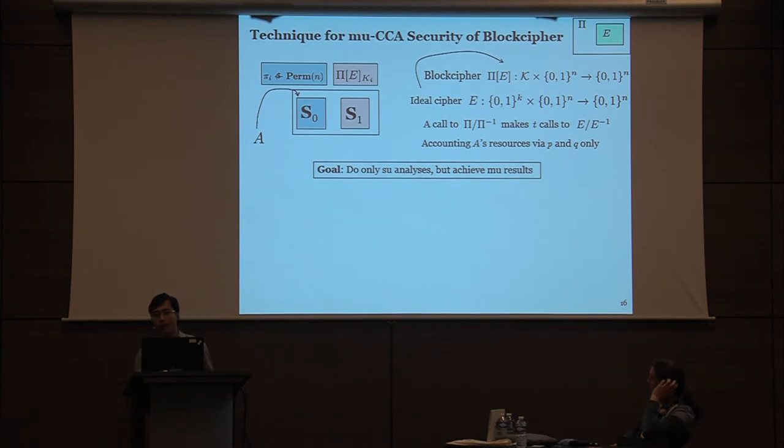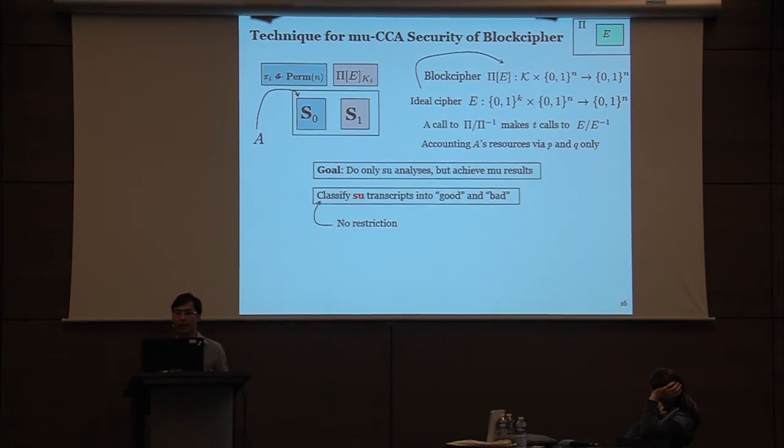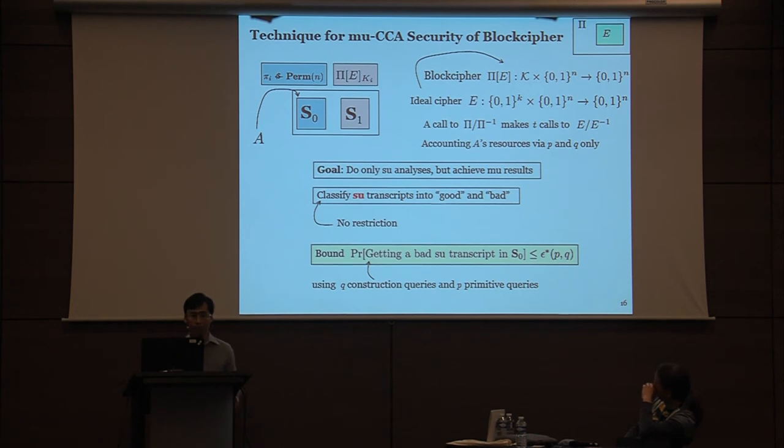The framework that you just saw, however, doesn't work with double encryption. We therefore provide another specialized framework of our technique to deal with that. Our goal is to obtain the mu bound, but only using sealed quantities. To achieve that, again, we classify the sealed transcripts into good and bad ones. But this time, there's no restriction on the classification, meaning that it can involve primitive queries. And again, we bound the probability that one can encounter a bad sealed transcript in the ideal world.